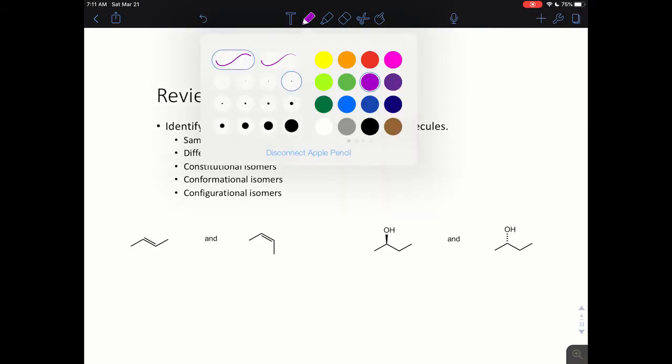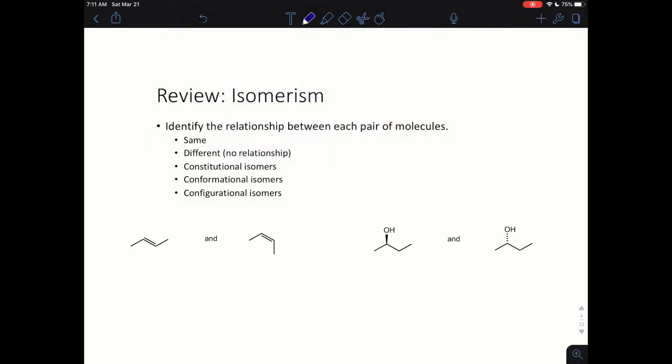So let's take a look at these 2 pairs of molecules, and we're going to start over here with the trans-2-butene and the cis-2-butene. So let's get our models out. And I want to really hammer home this fact that you cannot interconvert these by bond rotation. So they must be configurational stereoisomers.